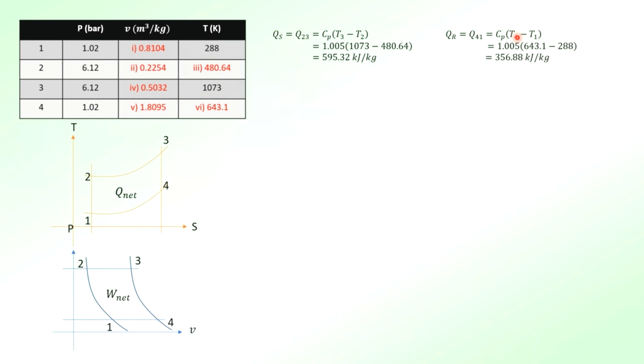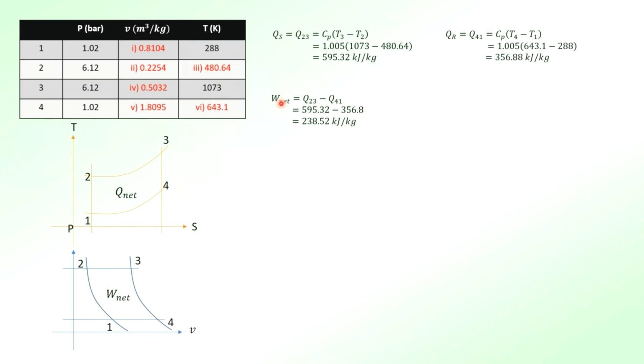Cp again, now this time 4 to 1. For 4 to 1 you refer to the TS diagram. Remember, TS is heat flow, PV is work done. So 4 to 1, this is constant pressure again. Decreasing entropy means it's heat rejected. So you use Cp, constant pressure, (T4 minus T1). You have got your T4 and your T1 as well, so therefore from there you get your heat rejected.